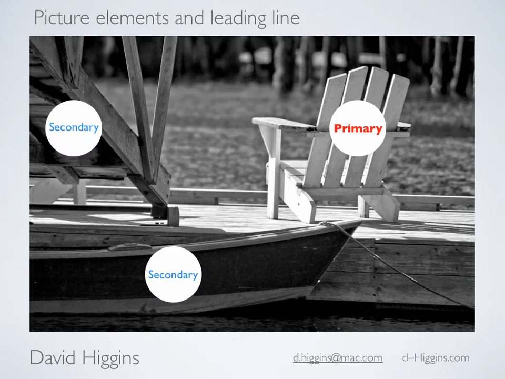The secondary elements are the ramp and the boat. I was very careful to bring the ramp in out of the corner of the image to help lead to the chair, and I positioned the boat in such a position that it pointed to the chair. If I had moved one way or the other in relationship, I could have changed where the boat pointed in relationship to the chair.